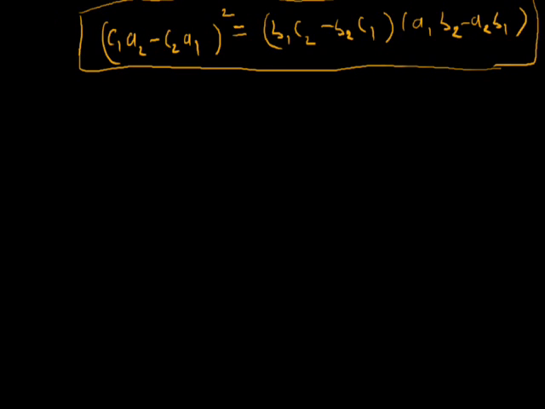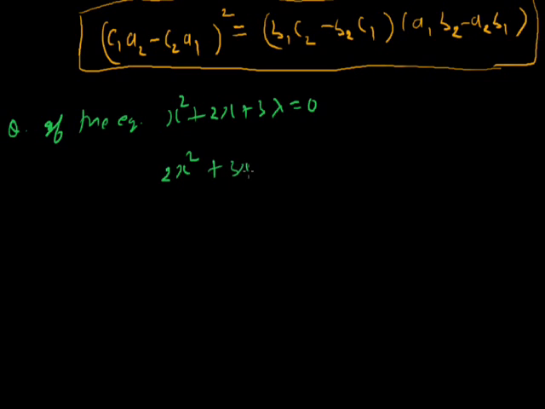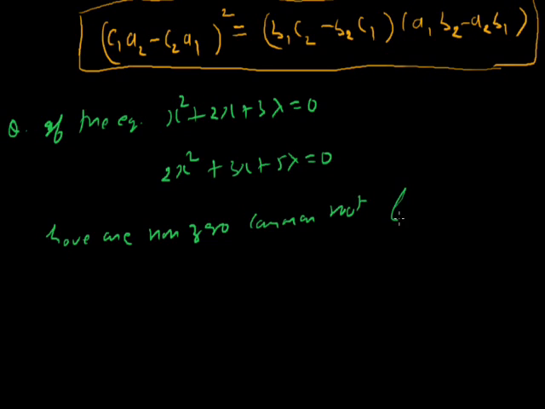Let's solve one problem based on this. If the equations x square plus 2x plus 3 lambda equals 0 and 2x square plus 3x plus 5 lambda equals 0 have one non-zero common root, then find the value of lambda. Now let's see how we can solve this.